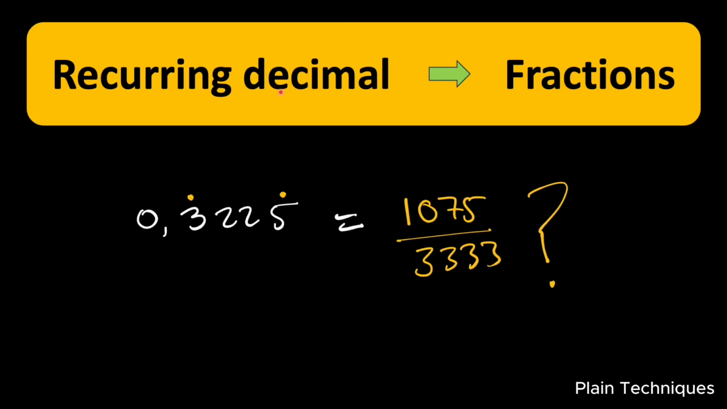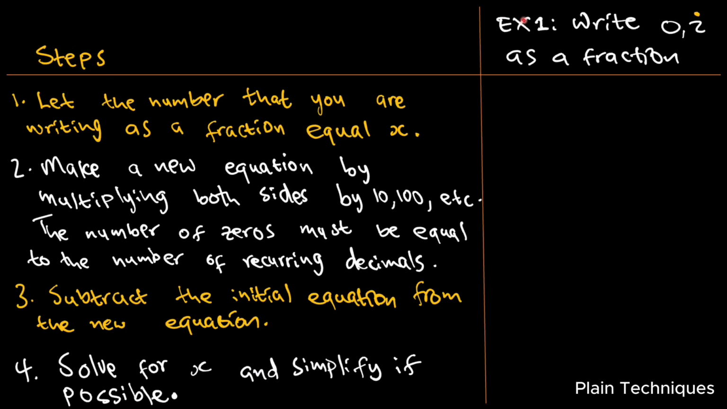In today's video, I am going to talk about how to convert recurring decimals to fractions, right? Without any waste of time, let's get cracking. All right, so the first example says write 0.2 with a dot on top of the number 2, right? That means recurring. So we need to write this as a fraction.